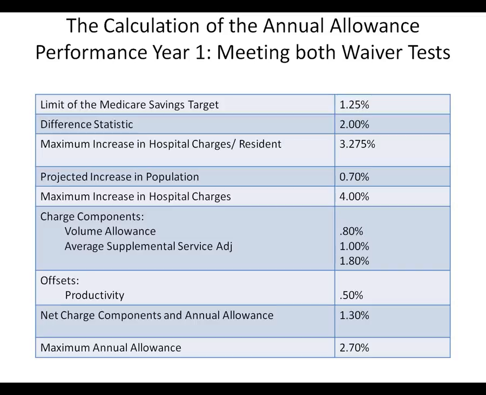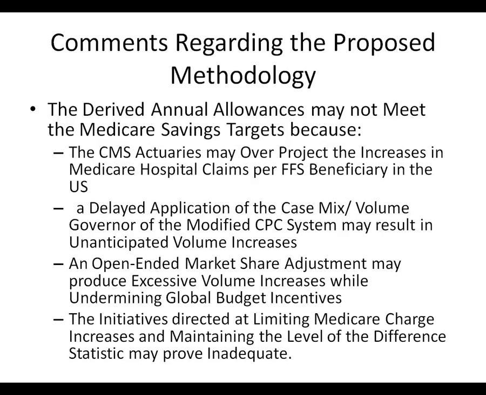Now notice that the essence of this calculation is to ensure that the Medicare savings target is met. And what it depends on primarily is the maintenance of the difference statistic and the accuracy of the estimates the staff makes relative to volume and supplemental services and the productivity offset. I just want to conclude by making a few comments that suggest that a conservative approach would be called for.